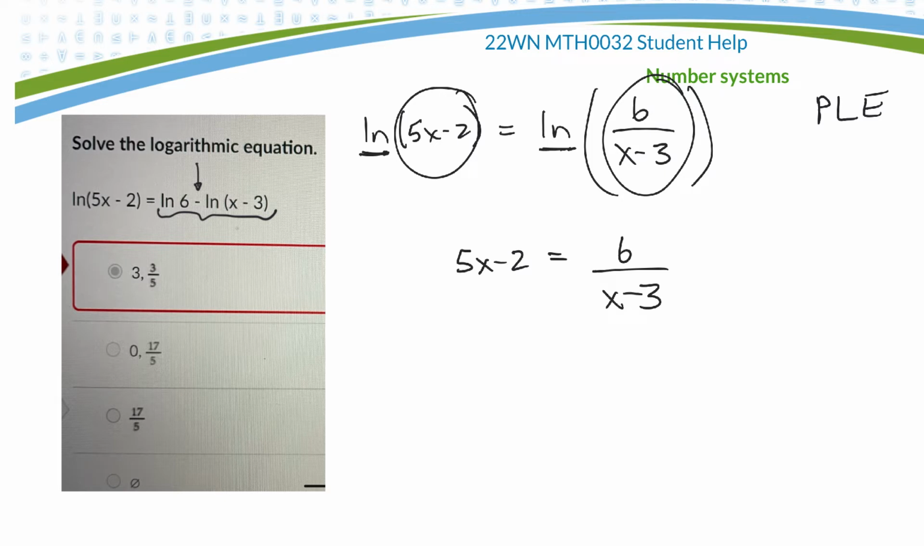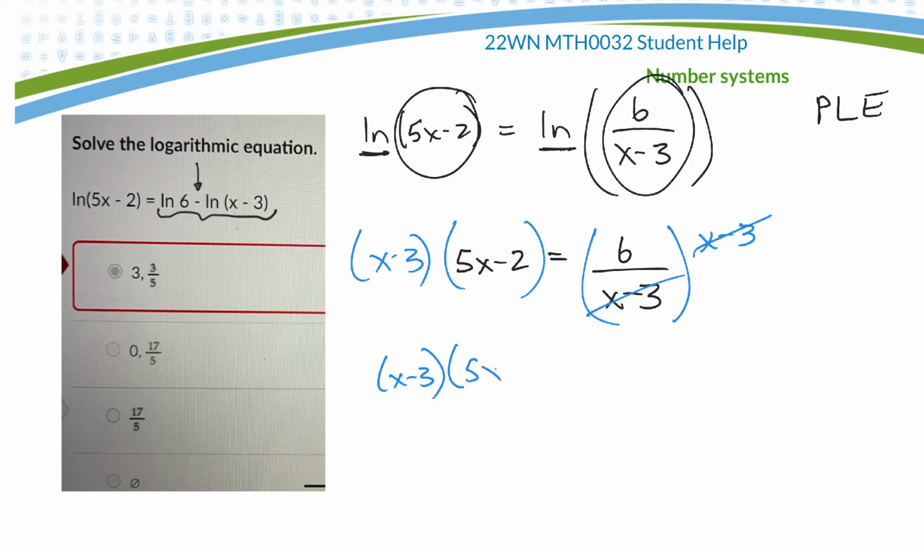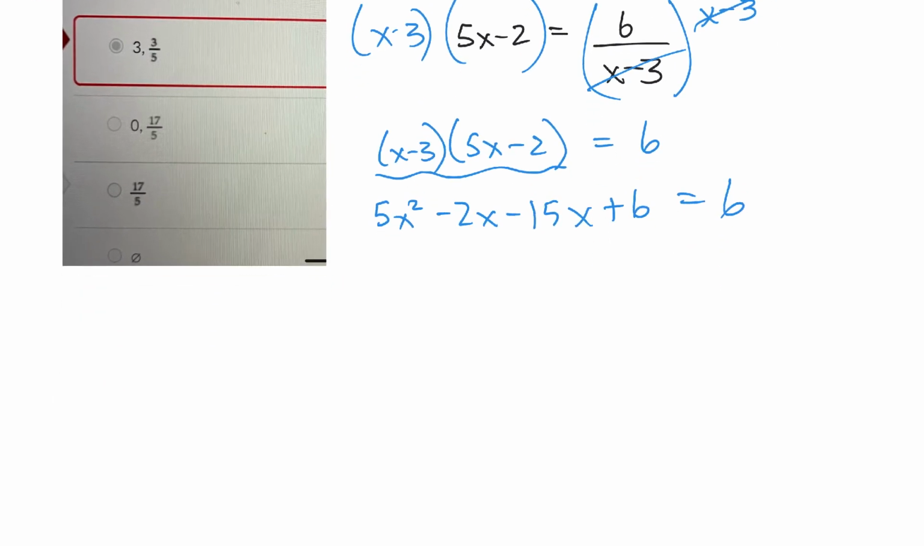Again, feel free to pause anytime and see if you can finish it, then come back and see if I'm right or you're right. Okay, now I hate fractions, so I'll multiply both sides by the lowest common denominator. So these cancel. I'm left with x minus 3 times 5x minus 2 is equal to 6. Let's FOIL that out. So 5x squared minus 2x minus 15x plus 6 is equal to 6.